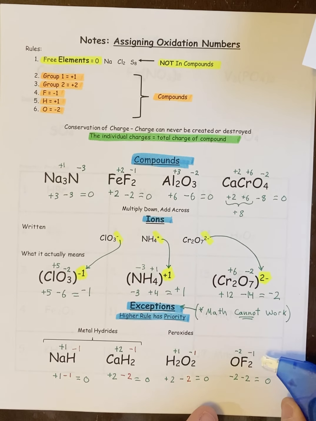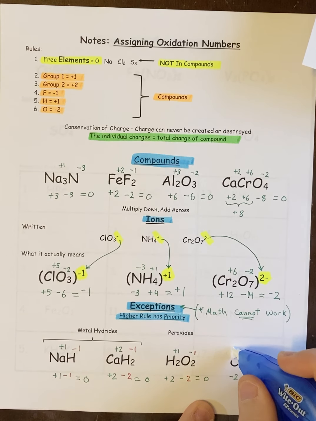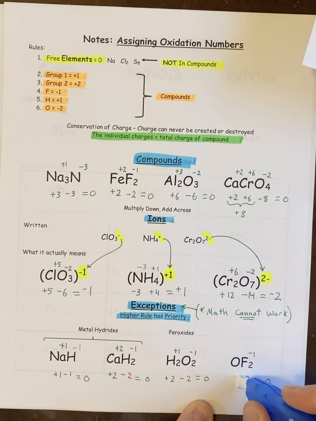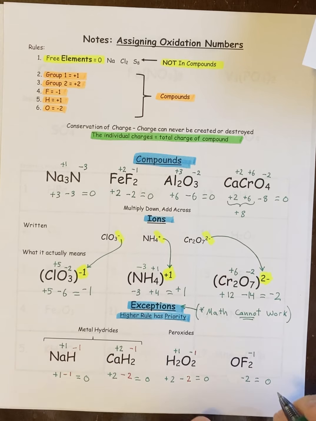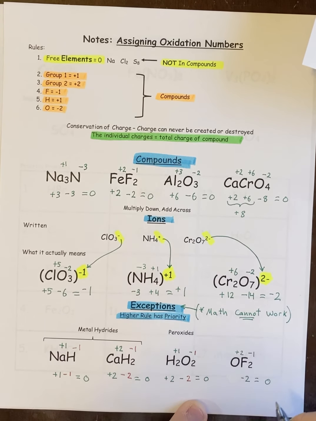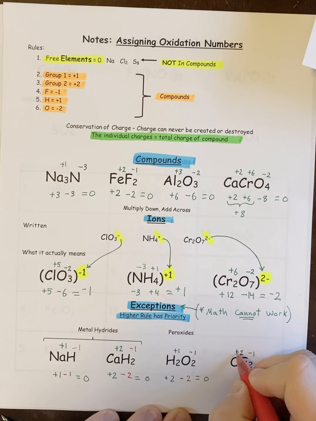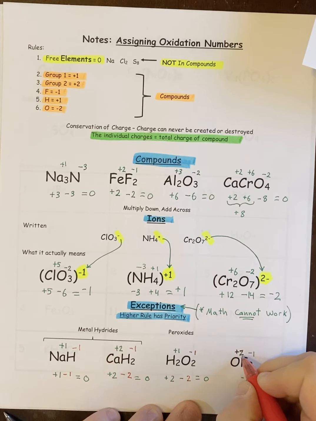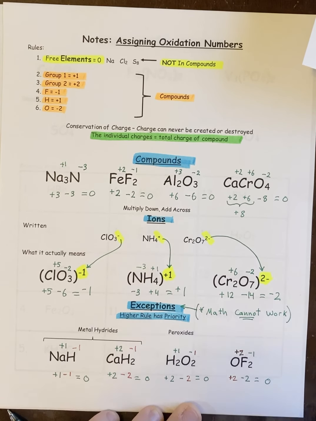In this one, the rule for F is more important than the rule for O, so O has to totally change to make this math work. So I end up with +2, I should do it in red. So I end up with +2, so that way I get +2 -2. That's how you deal with exceptions.